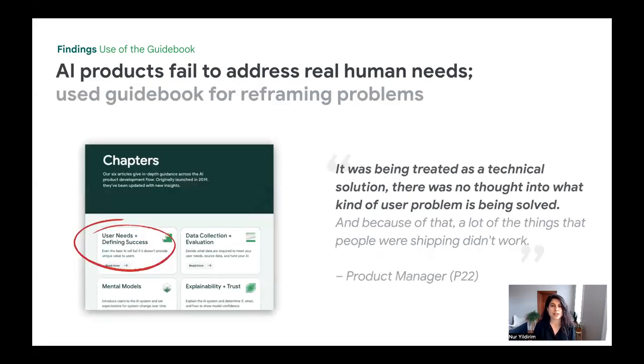A major challenge in AI product development was making sure that AI was solving a real problem. So many participants experienced AI product failures because the AI system wasn't addressing a real human need. A product manager shared that AI was being treated as a technical solution, and there was no thought into what user problem is being solved. And to overcome this challenge, participants used the guidebook's first chapter, User Needs and Defining Success, to push back and reframe problems, repeatedly asking, who is the user and what is the problem we're trying to solve?